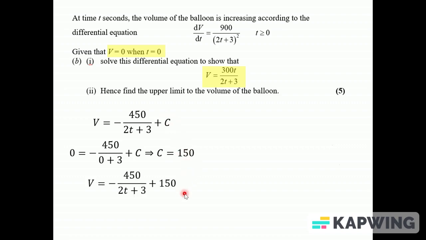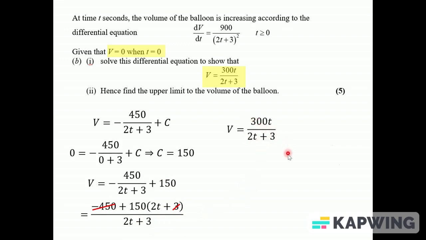So I can write it like this, and then put it all into one fraction over 2t plus 3. I'll have minus 450, and then 150 lots of 2t plus 3. These cancel out, because really that's 450 there, and it'll cancel out with the minus 450, and it'll give me that 300t on the top.